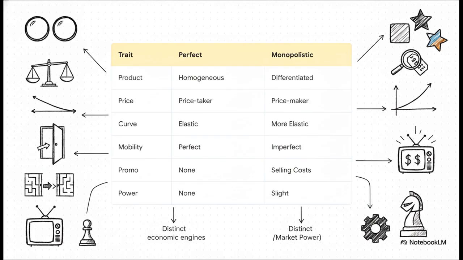Take a mental snapshot of this master matrix right here. This perfectly summarizes our entire side-by-side teardown. We have traced the journey from homogeneous versus differentiated products right through price takers and price makers, elasticities, mobility, the need for all those TV commercials, and finally to market power. It's just a super clean, direct map of two completely distinct economic engines.